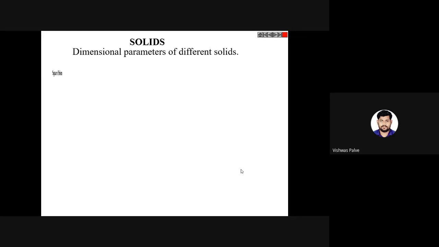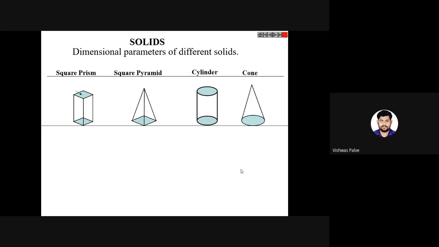The dimensional parameters of different solids. One by one we'll see the dimensional parameters. So when it comes to a square prism, it will have a top. Is my screen visible? Yes, sir. Okay. It will have a top. This is called the top of the object.